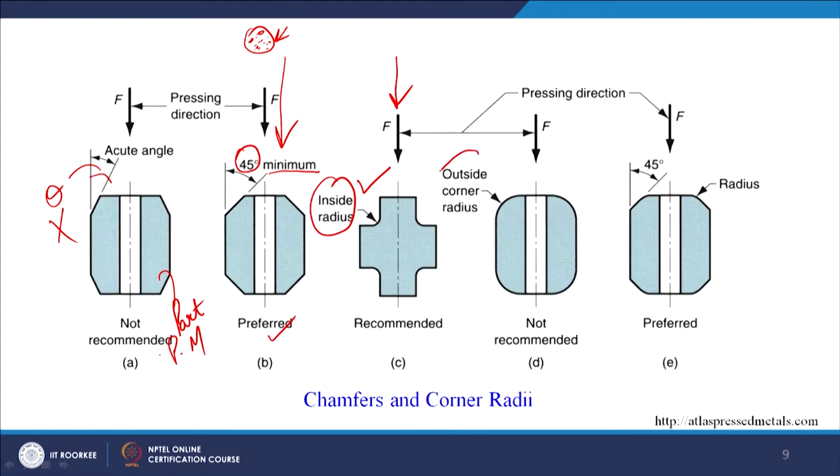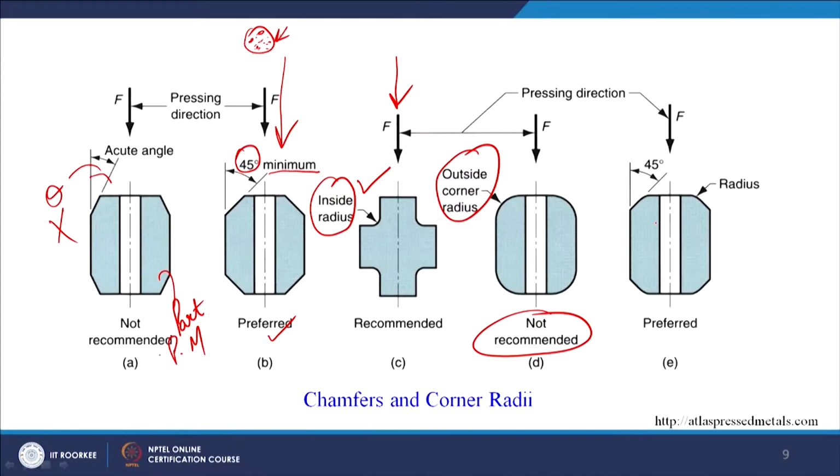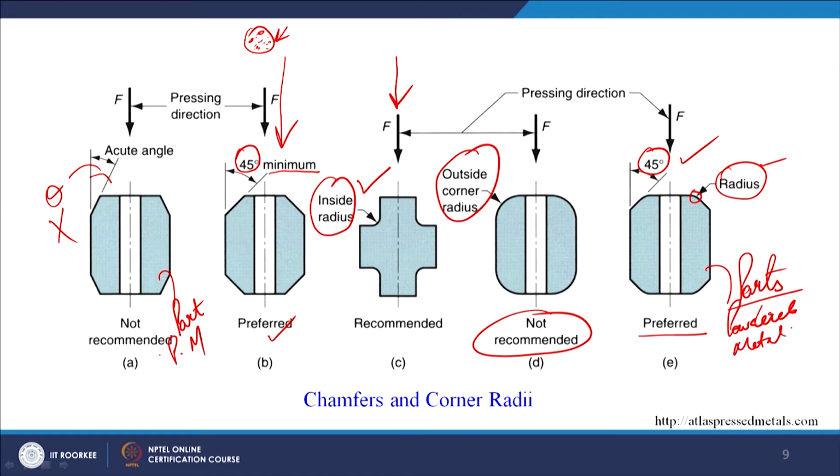So this is the outside corner radius, which is not recommended because the punch that is punching is fragile at the corners. And then we can see the radius, this is preferred, this 45 degree is preferred, this radius is also preferred at this point. So this is preferred. So these are the parts which are going to be manufactured using powdered metals by blending, compaction and sintering.